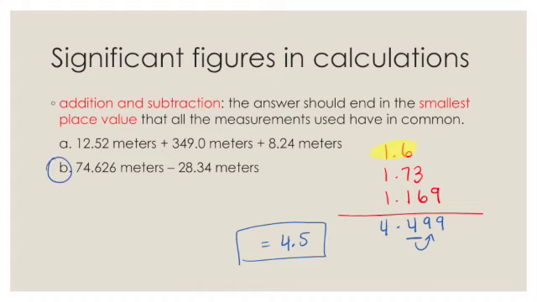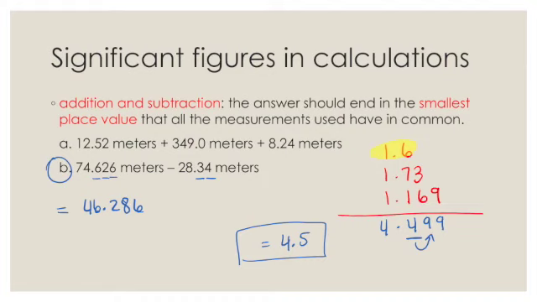Let's try this problem right here, B. 74.626. See how this has 3 decimal places? Minus 28.34. See how that has 2 decimal places? So my final answer can only have 2 decimal places. So get your calculator and work this one out. And when you do, you should get 46.286.